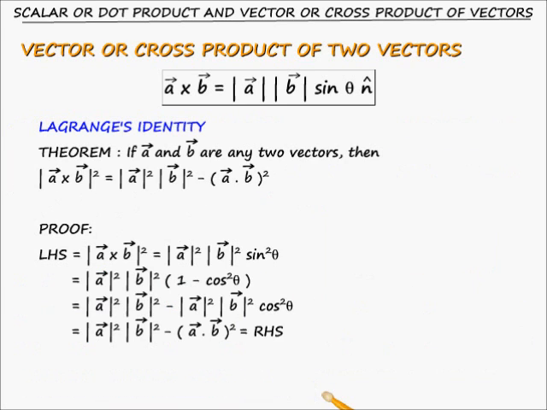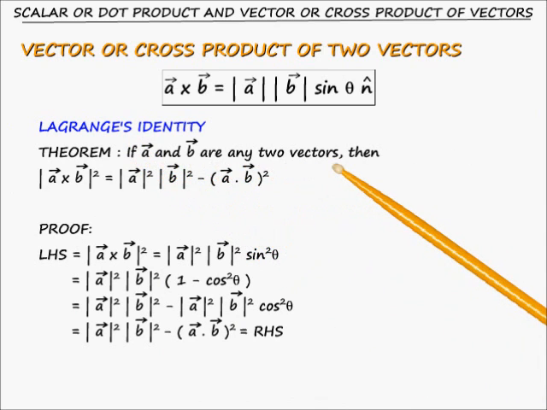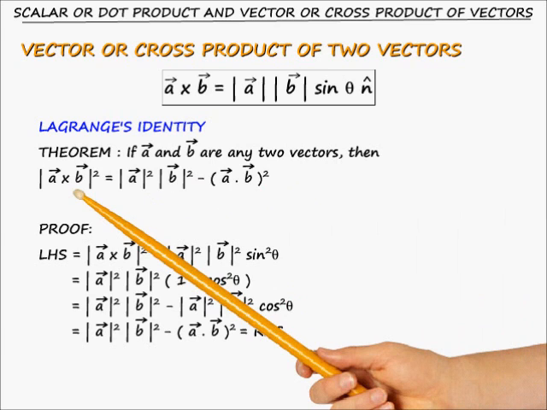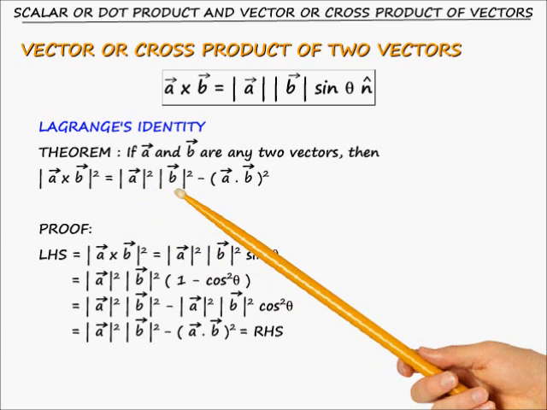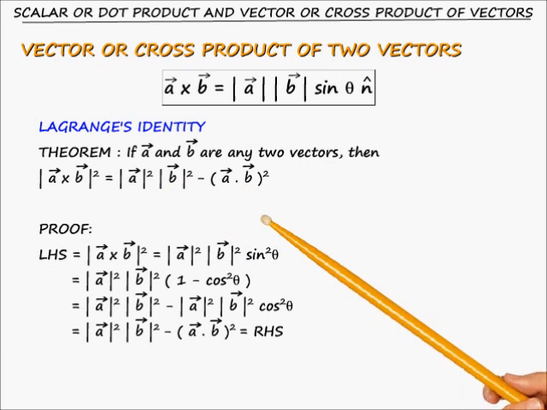Lagrange's identity. If A and B are two vectors, then mod A cross B whole square equal to mod A whole square mod B whole square minus A dot B whole square. This can easily be proved like this.